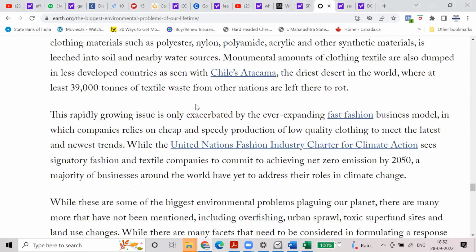See again the word exacerbated. That means what? This is a very important word. Getting worse. Speedy production of low quality clothing. You get everything in Big Bazaar and Monday market, Wednesday market. People buy, use it for 3 months, throw it. This is low quality, right? Low quality.